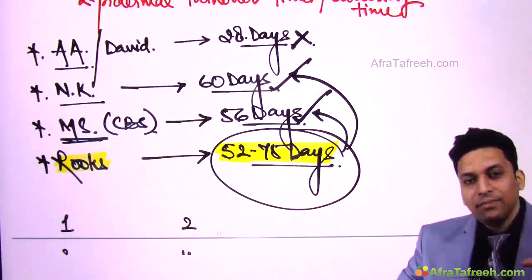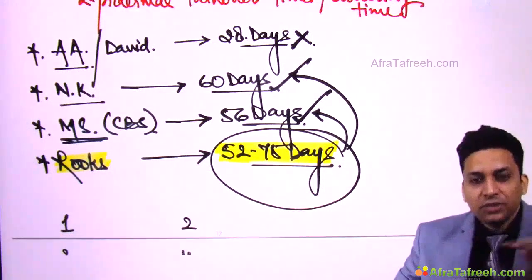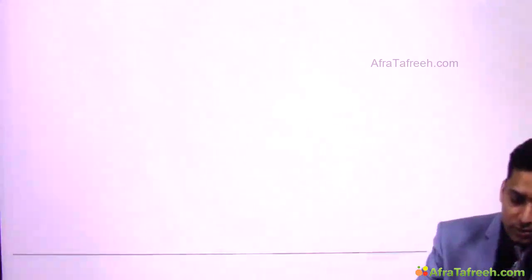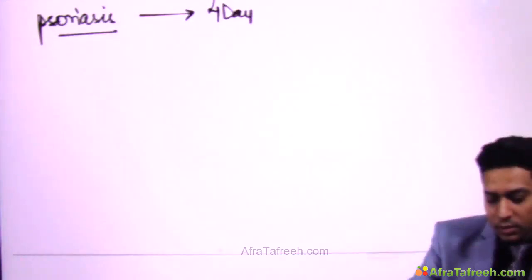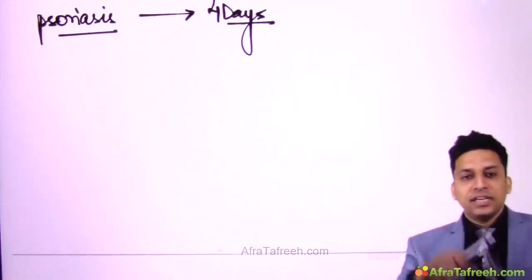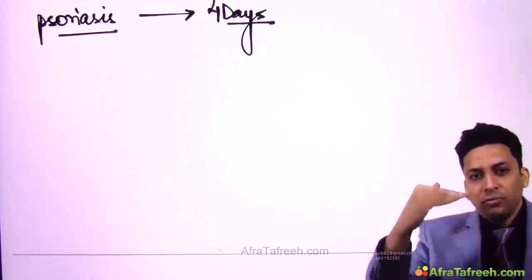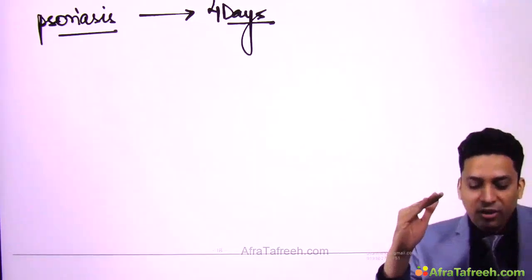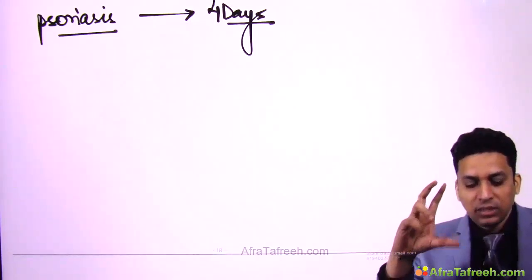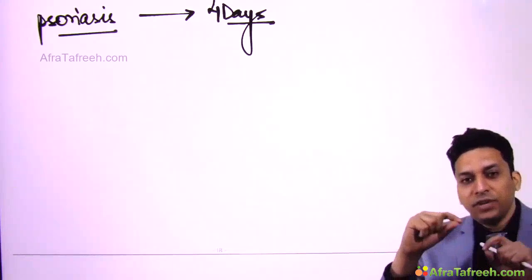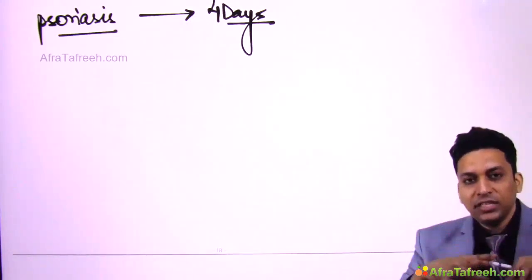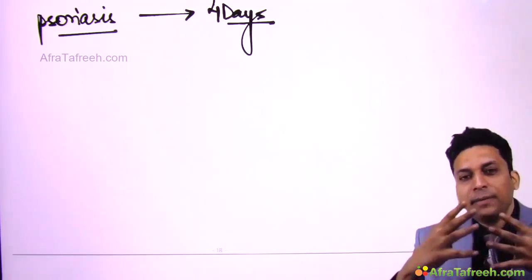But this time is drastically reduced in one condition, and that condition is psoriasis. In psoriasis, epidermal turnover time becomes 4 days. So you can imagine what is happening in psoriasis. In psoriatic skin, in the epidermis, the cells are very quickly moving upwards and very quickly sloughing off within a period of 4 days. The thing which happens in 52 to 75 days is happening in 4 days in cases of psoriasis.